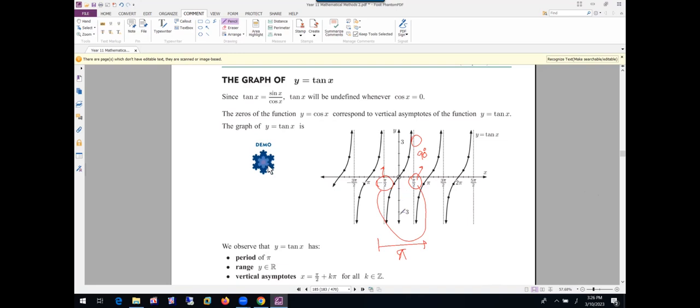Clear? So what's a period? Period is where the tan repeats itself, right? So after every pi, it repeats itself. Pi by 2 and again and again. What about the range? You can see that it goes up to positive infinity and down to negative infinity. So the range is from negative infinity to positive infinity, all real numbers, right?